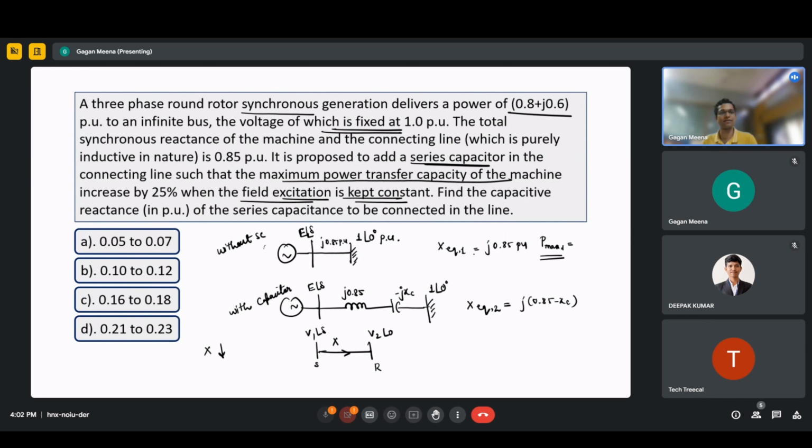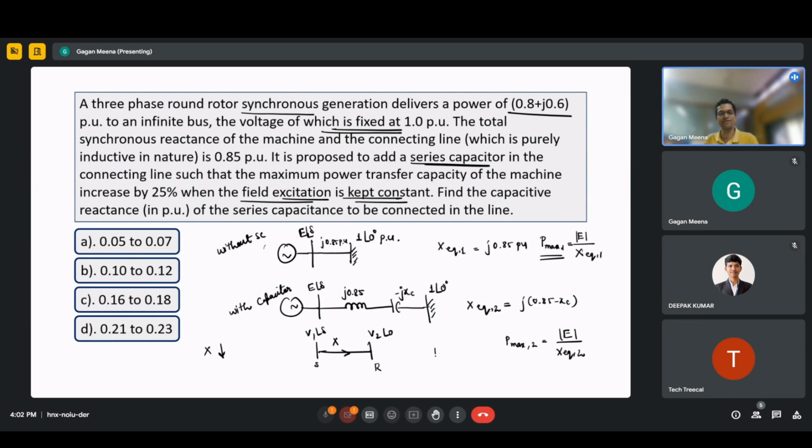We are only looking at maximum power, as already mentioned here. We want to know only the maximum power transfer capacity. So P max is independent of sin delta. So this is E into 1, since V1 is E and V2 is 1. So P max 1 is E by X EQ 1, and P max 2 will be the same, E divided by X EQ 2.